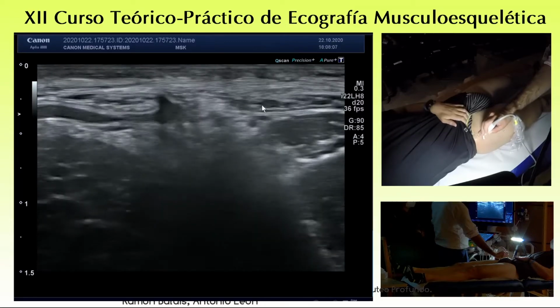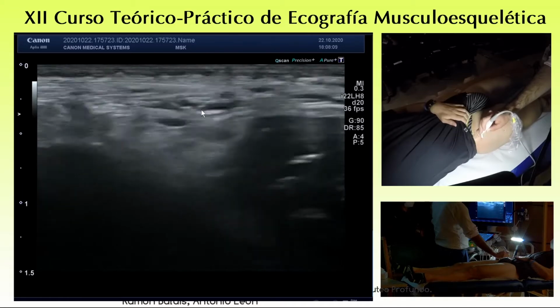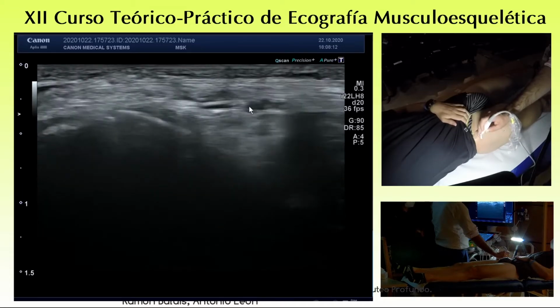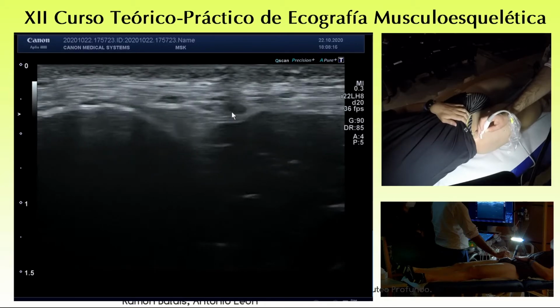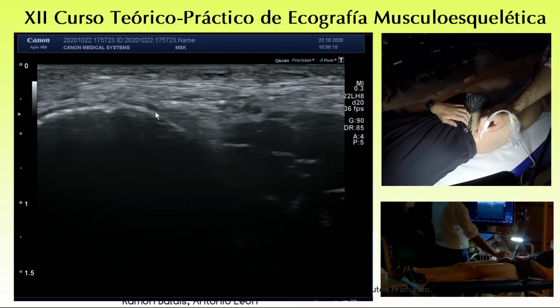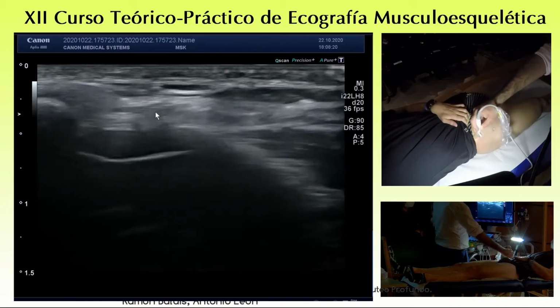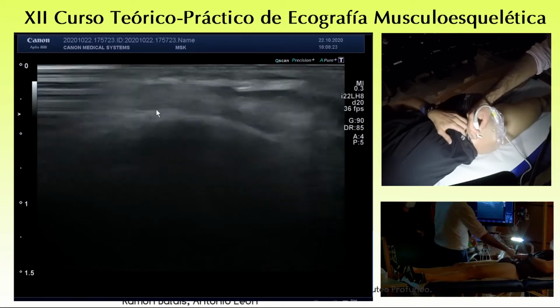Okay, and this you see, and this is where it goes through the ligament. Okay, this is exactly the place where it goes through the ligament. You recognize the fascicle, and this is the insertion of the ligament. And we try to obtain a long axis view.